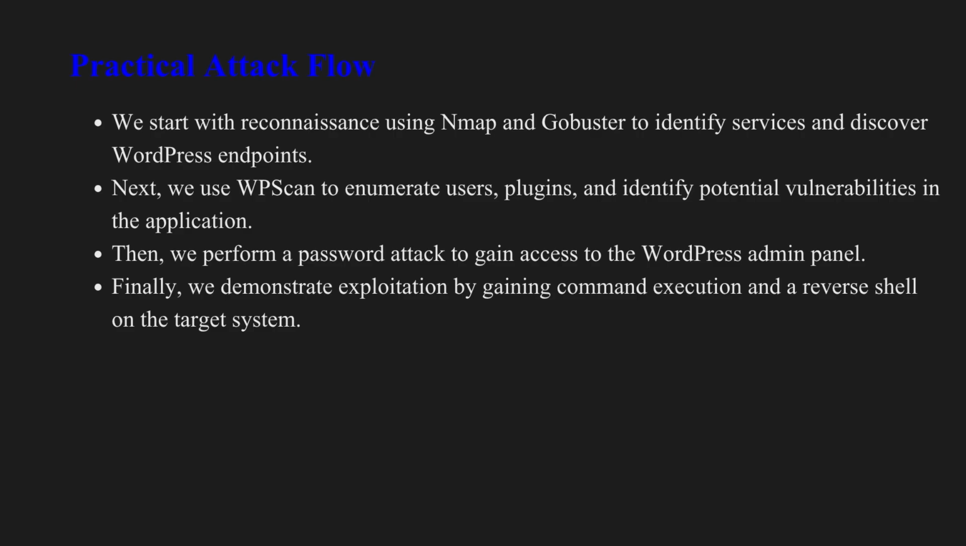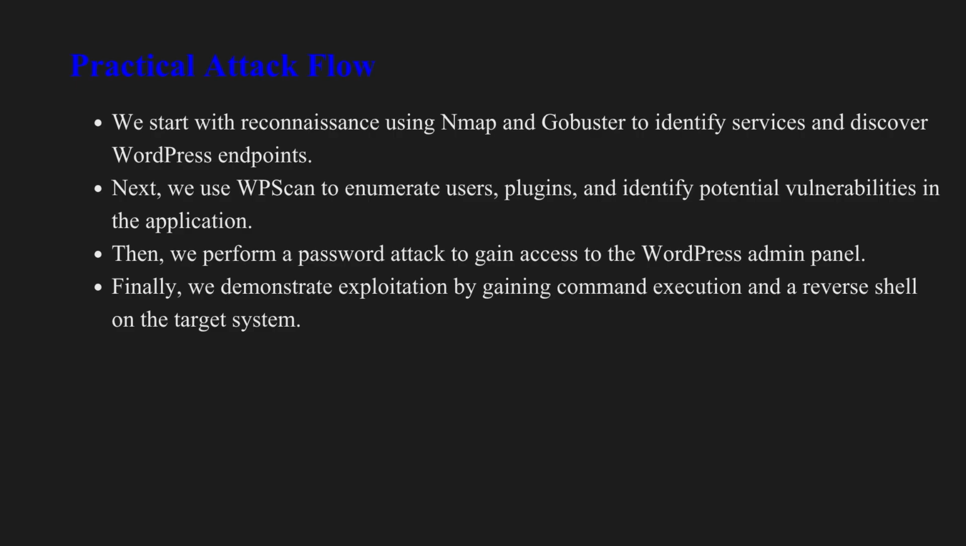We will start with enumeration using tools like Nmap and GoBuster, identifying open ports, services, and hidden directories. This helps us understand what is exposed on the target. After that, we will use WPScan, a specialized tool for WordPress sites, which helps with user enumeration, detecting plugins, and identifying potential vulnerabilities in the target.